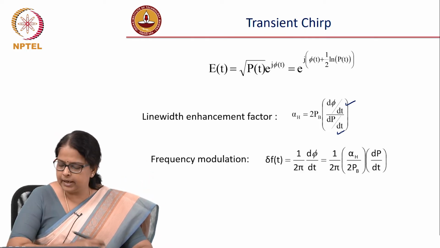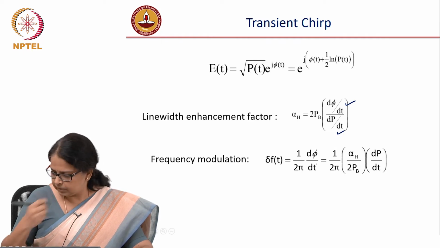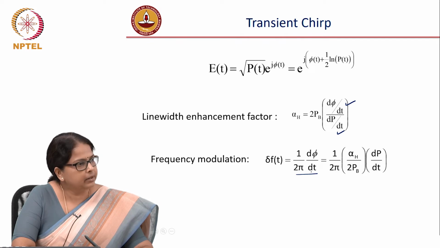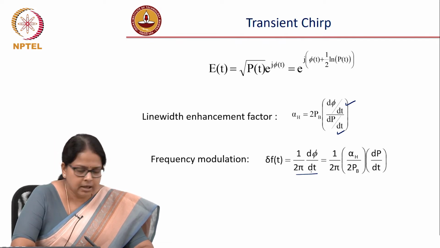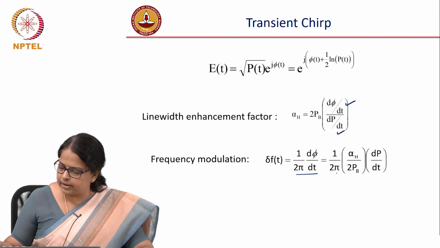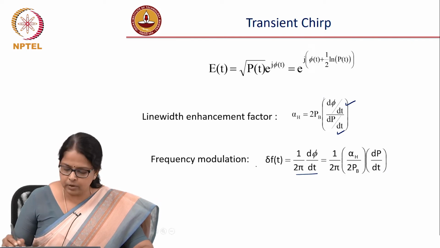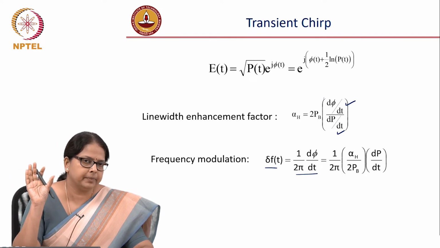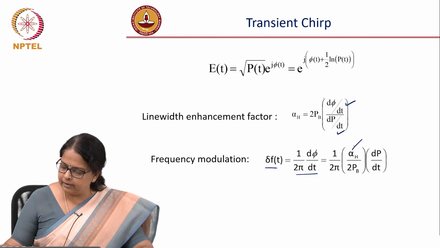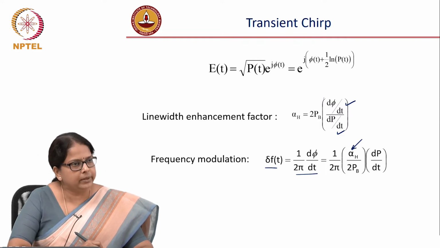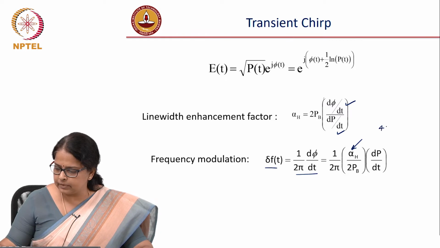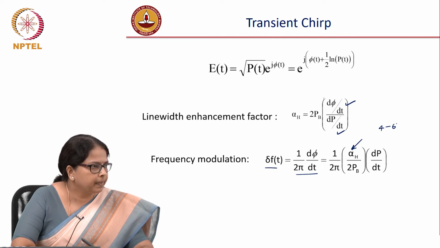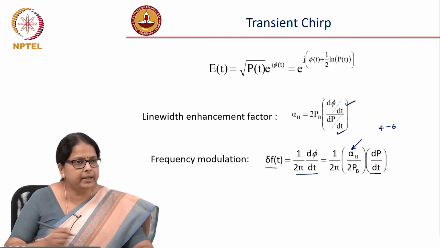So, the spectrum, if you see delta f, which is 1 by 2 pi d phi by dt, the instantaneous change in phase is your frequency, and you have quantified d phi by dt. So, I have written it as 1 by 2 pi alpha_H by 2 P_B dP by dt. So, this is how you can quantify how exactly the spectrum changes when you have a given intensity modulation. It is important, the deciding factor is this alpha_H, and that is a measurable quantity. And I said last time that this value ranges between 4 to 6 or 4 to 8, it is a dimensionless constant.